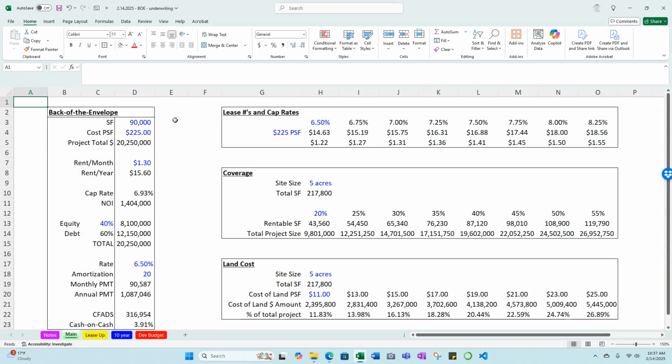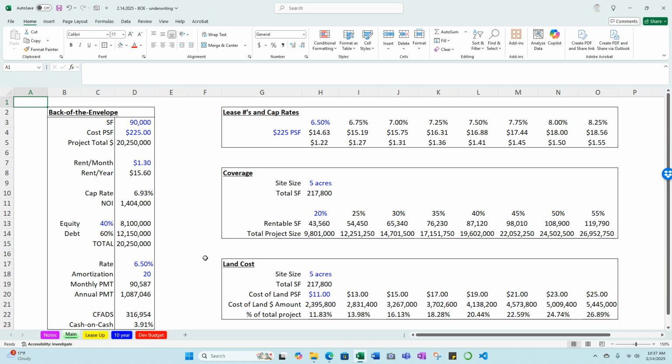Then the main tab, this is the back of the envelope: square foot, cost per square foot, project total, rent numbers again, cap rate, net operating income, equity and debt, loan information, rate, amortization, monthly payment, annual payment, cash flow after debt service, and cash on cash. We got lease rates, lease numbers and cap rates, site coverage, and then land costs.